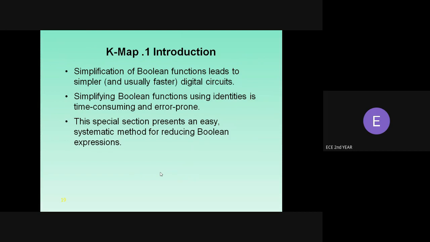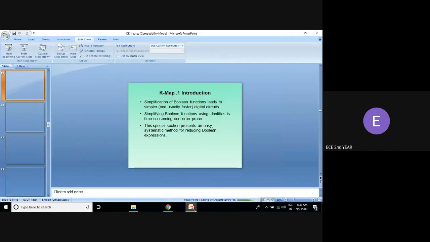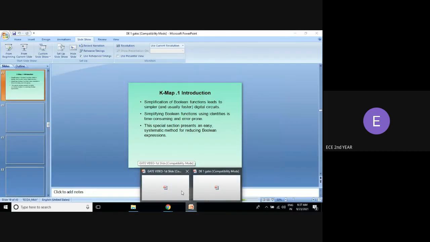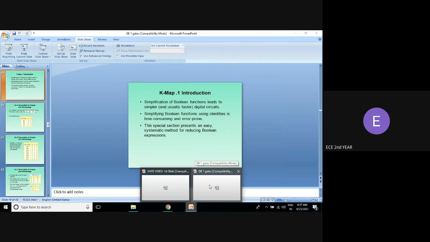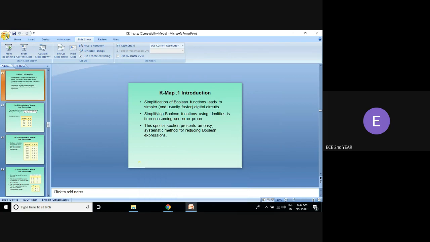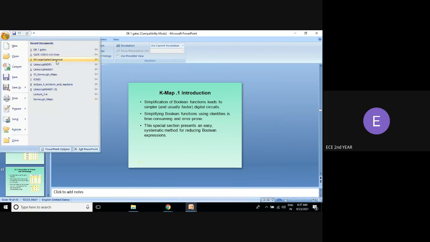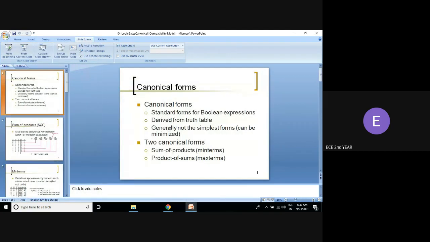Next, we will see the KMap here. When you are trying to apply or implement a logic circuit with the help of logic gates, you will be having a lot of terms that are present in the Boolean expression. So before getting into the KMap, let us see one more thing. That is nothing but logical forms.